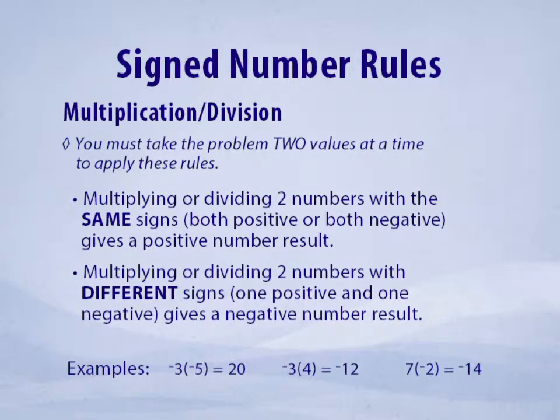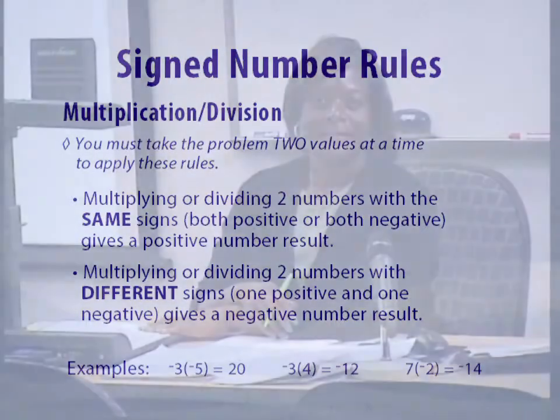For multiplication and division, we have to take the problem two values at a time in order to apply the rules. When we multiply or divide two numbers with the same sign, meaning that they're both positive or both negative, the answer will be a positive number. When we multiply or divide two numbers with different signs, then the answer will be a negative number.